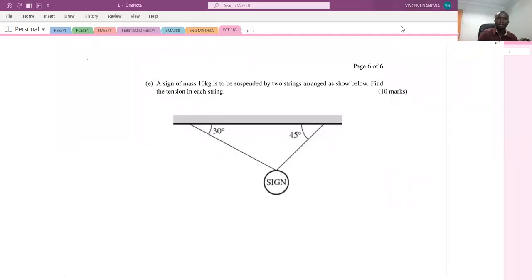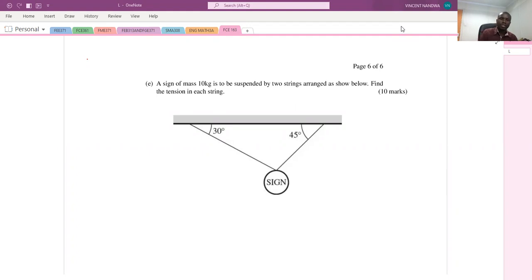Welcome back to this session. So we solve a problem involving the free body diagrams and application of Newton's second law of motion. The problem reads, a sign of mass 10 kilograms is to be suspended by two strings as shown in the diagram below. Find the tension in each string.